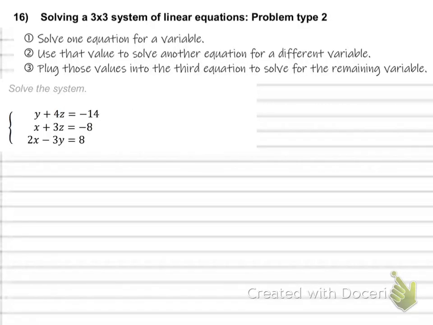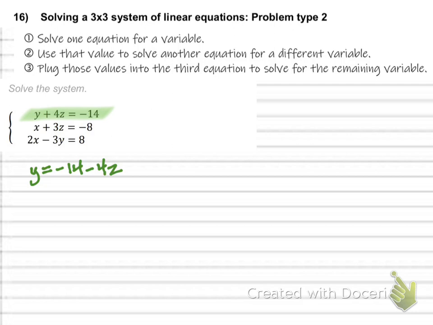So in problem type 1 of this topic, all three equations had all three variables. So in this problem type, every equation won't have all three variables. So sometimes we have to come up with something a little more creative. So what I'm going to do is I'm going to take this top equation and I'm going to solve it for y.